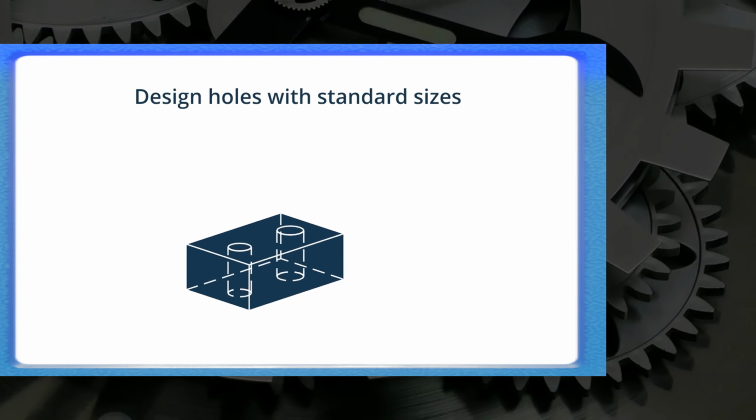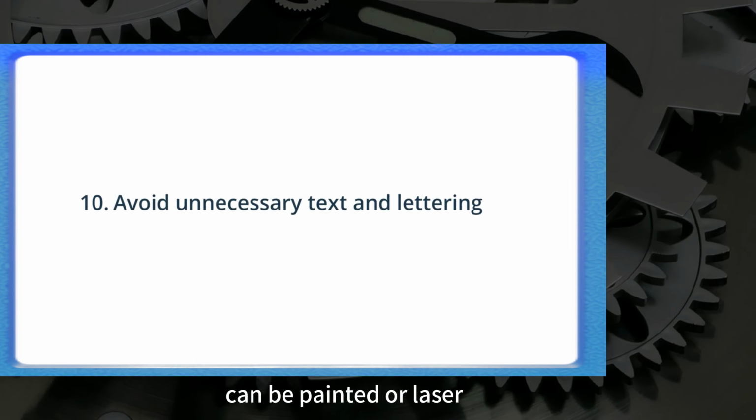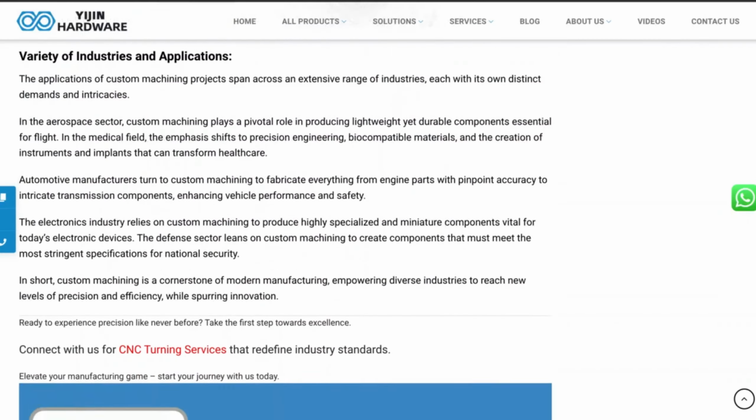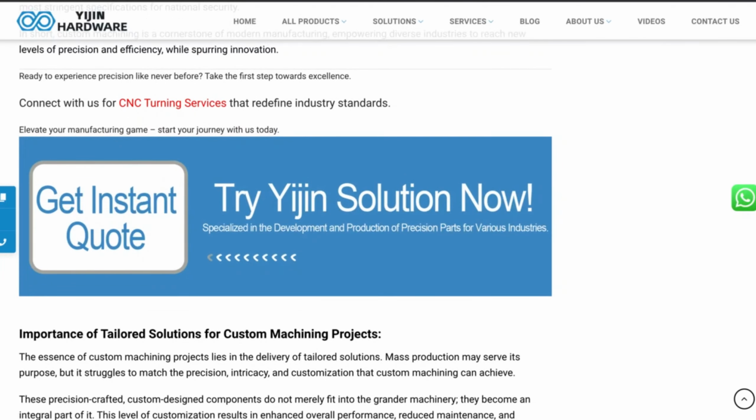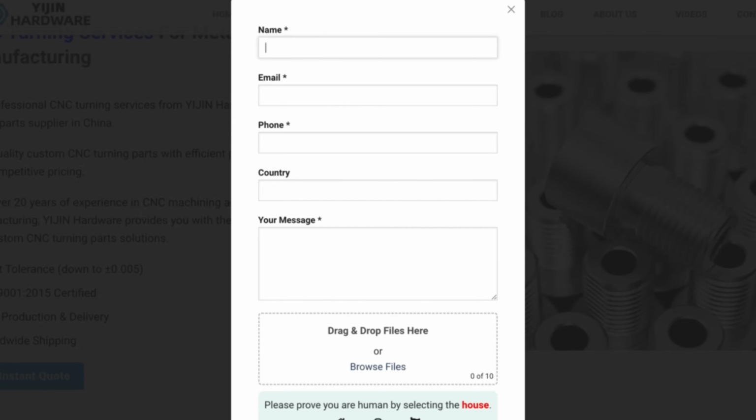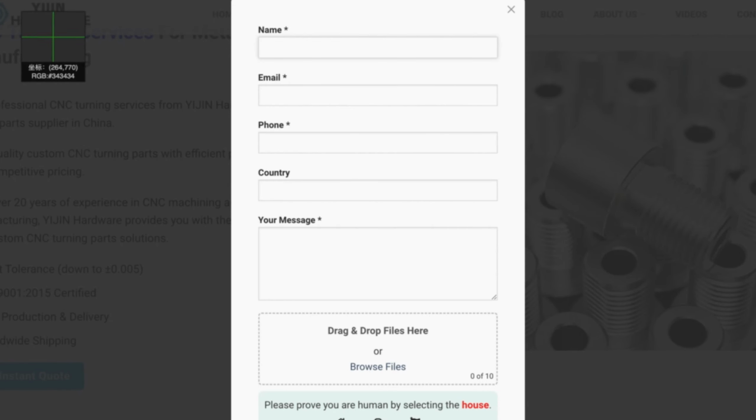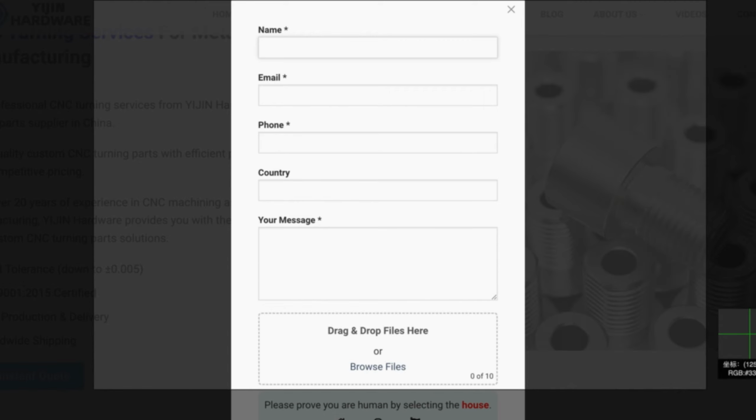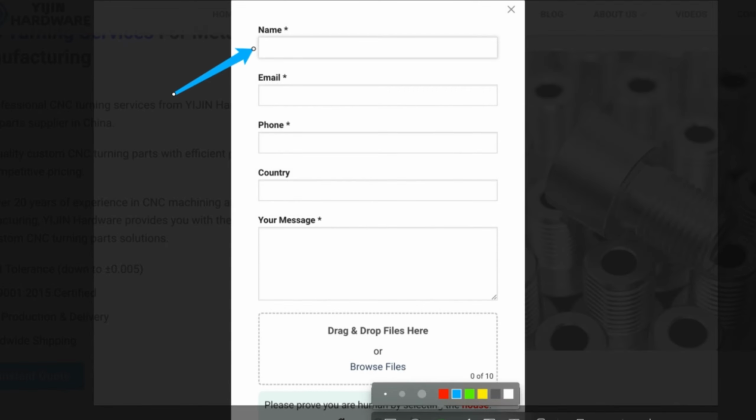10. Avoid unnecessary text and lettering. Any required text can be painted or laser engraved on the surface of the machined part during the finishing process. If machined text is required, adhere to the following rules. Choose engraving instead of embossing. This way less material is removed. Use 20-point sans serif fonts to help keep costs low. Also, many CNC machines are already programmed for these fonts.